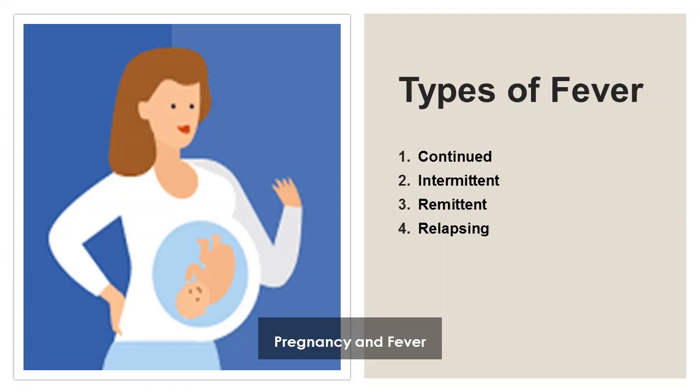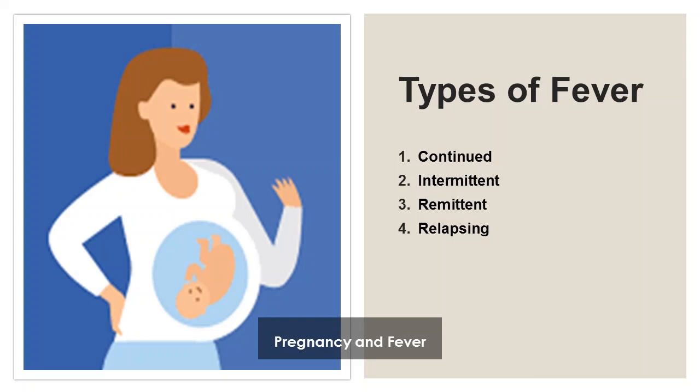Continued fever continues throughout the day and night, and it does not remit. Examples are typhoid fever, drug fever, malignant hyperthermia. Whereas in intermittent, the temperature falls to normal every day. This type of fever can occur in pyogenic infections, lymphoma, miliary tuberculosis.